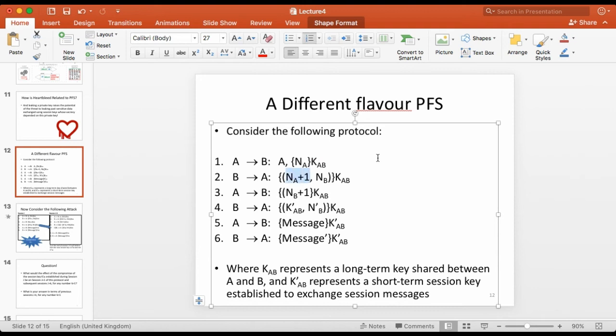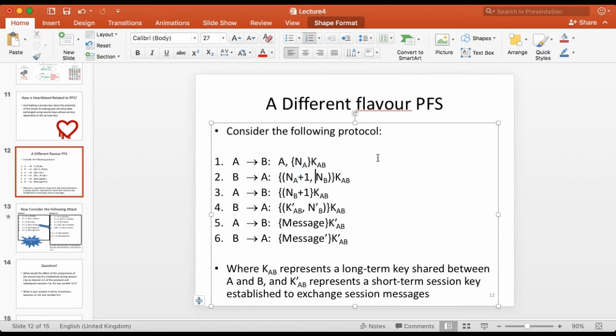Suppose this number was 1, 2, 3, 4, 5. Then he can increment it to become 1, 2, 3, 4, 6, for example. And he pairs it with his own random fresh number, NB, and encrypts the two things together using the same key KAB that he shares with Alice. When Alice receives this message, she can decrypt it and release the two nonces: the nonce created by Bob and her earlier nonce incremented by 1.